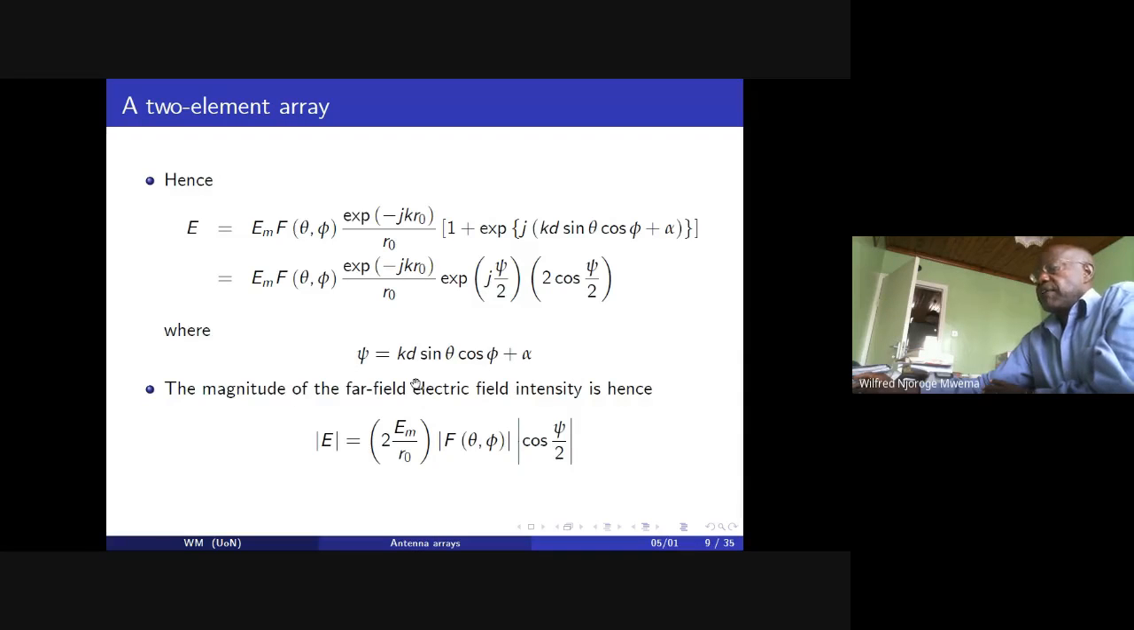The magnitude of the far field electric field intensity is therefore given by the modulus of this value. We can see that all those j's will go to 0, and all we are left with is the magnitude of cos psi by 2. We have the pattern factor for the element, multiplied by twice the amplitude of the field, and divided by r naught, the distance to the field point.